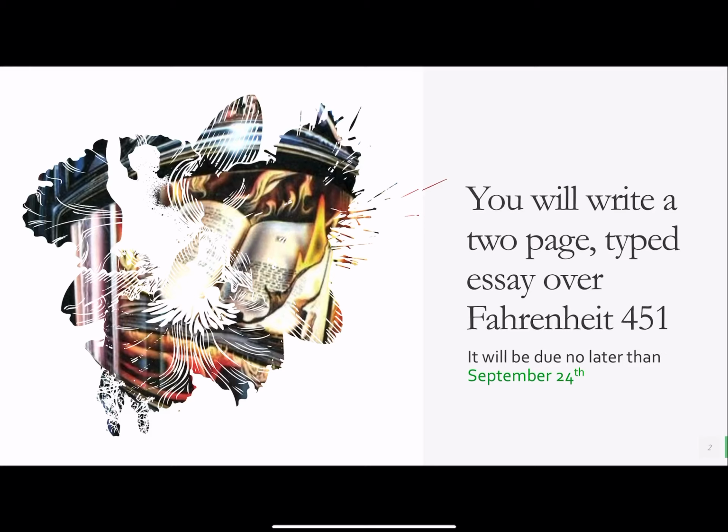You will be writing a 2-page typed essay. It has to be typed. And when I say 2 pages, I mean to the bottom of the second page, not a page and a half. You will lose points for length, so please try to write the full 2 pages. When you're handwriting it, it'll probably be 3 to 4 pages handwritten. It is due September 24th.